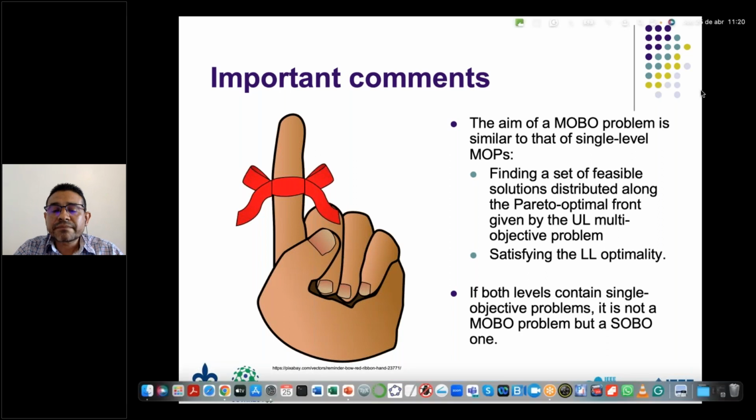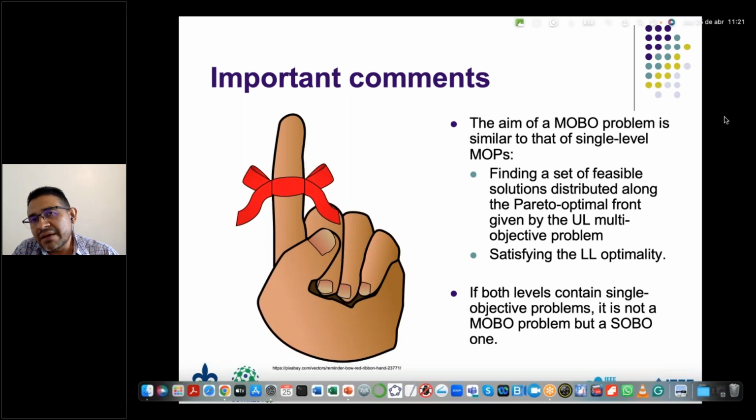So as you can see, the aim of a MOBO problem is similar to that of a single level multi-objective optimization problem, because in a MOBO problem, at the upper level, I have a multi-objective problem. However, again, I have to satisfy the lower level optimality of the nested problem. I need somehow to guarantee that I have the optimal solution of a multi-objective problem, the nested problem, to correctly evaluate solutions at the upper level.